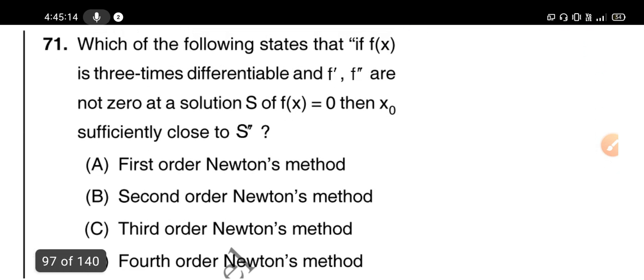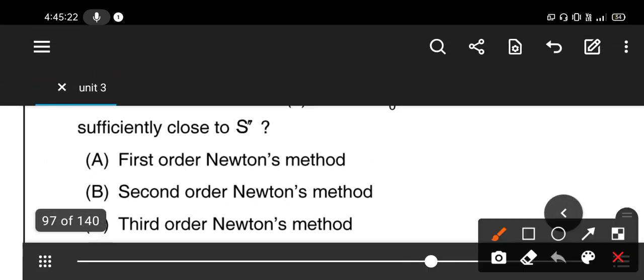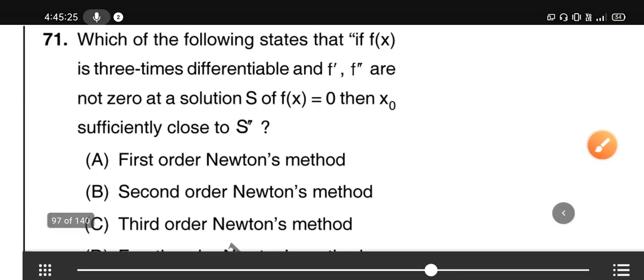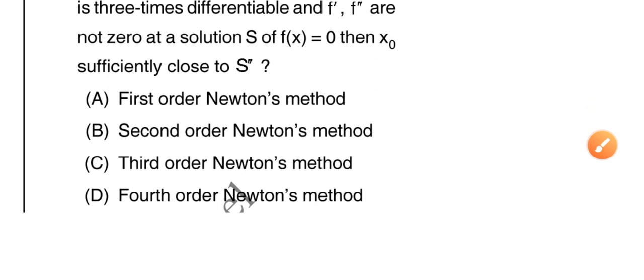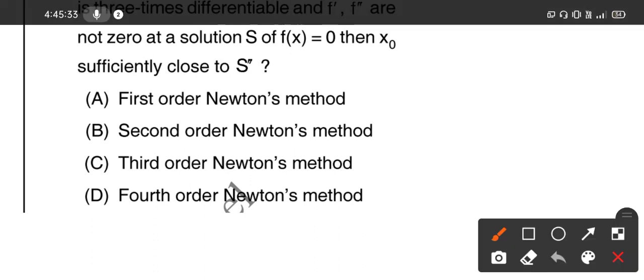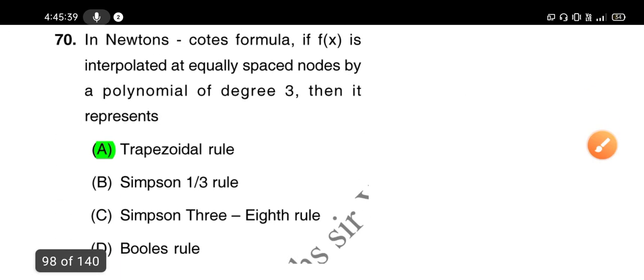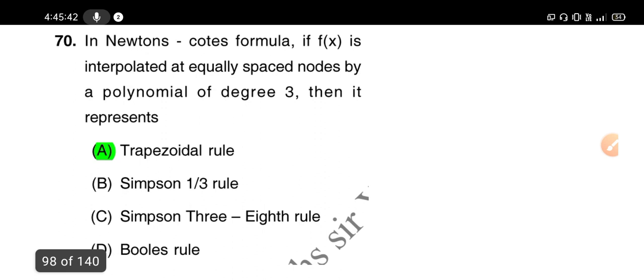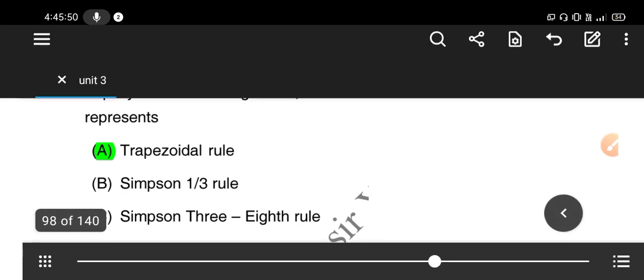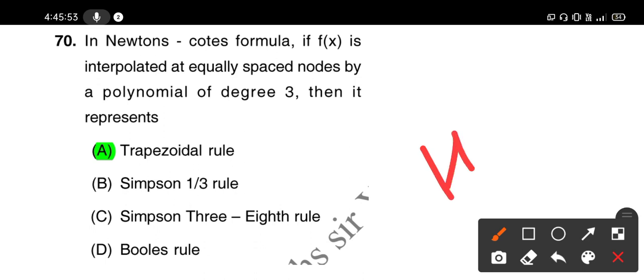Next question. Which of the following states: if f of x is 3 times differentiable and f dash, f double dash are not 0, at a solution s of f of x equal to 0, then x not sufficiently close to s. You can try. Here is Newton's forward formula. f of x is interpolated at equally spaced nodes by a polynomial of degree 3. Then it is represented as follows. This is also for your homework.